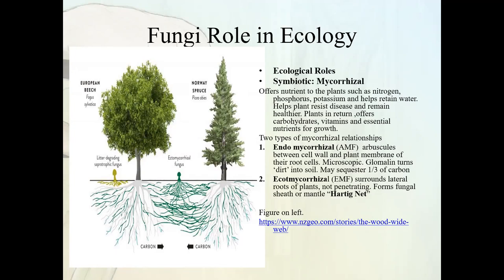The ectomycorrhizal, or EMF, surrounds lateral roots of plants, not penetrating, and it forms a fungal sheath or mantle called a hardened net. And I think there's a book called The Mother Tree. How many of you have read that?